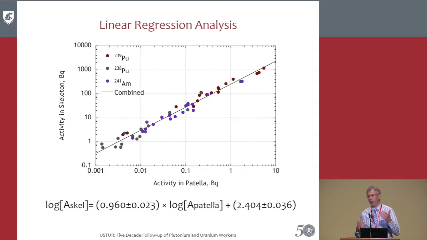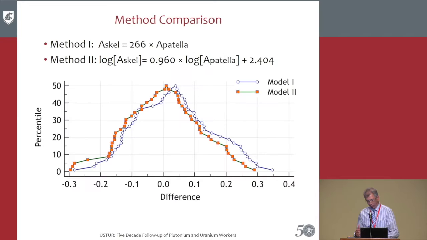My next step was, okay, I have offered you two basically ways to calculate. One is pretty simple, and another one with log transformation is pretty complicated. So the question is, are those two models that different or not? I did what they call a mountain plot comparison. My method number one is simple patella scaling, and method number two is log transformation. I just want to show you how you can say which one is better.